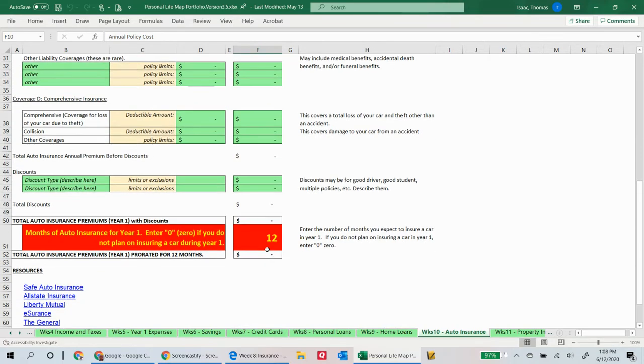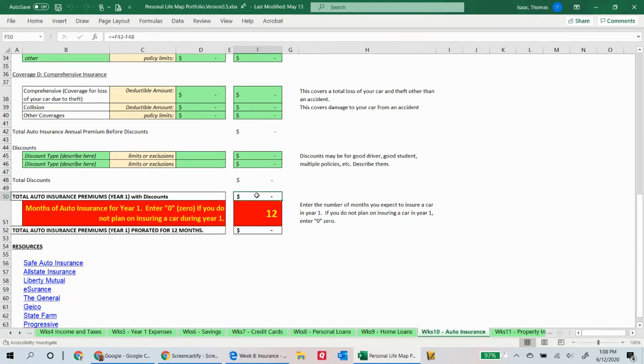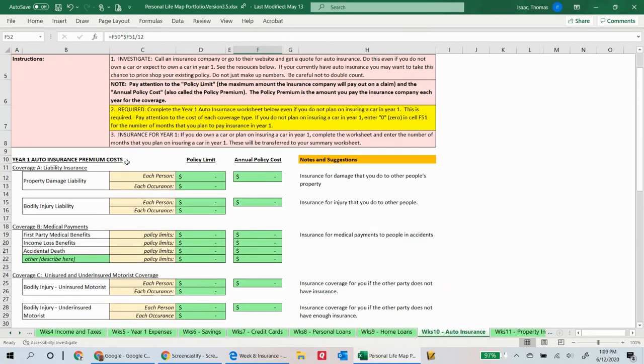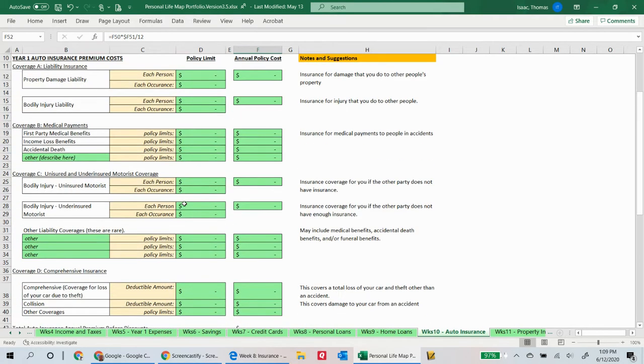When you get all done with all of that, you're going to have right down here your total cost of your car insurance. If you plan on owning a car or own a car during year one, you're going to put 12 here for 12 months worth of auto insurance in year one. If, on the other hand, you say, well, great, I learned all about car insurance, but I'm not planning on owning a car, all you have to do is put a 0 in here, and there will be nothing that will transfer through to your summary worksheet. But you still have to do all of this worksheet number 10, even if you don't plan on owning a car.